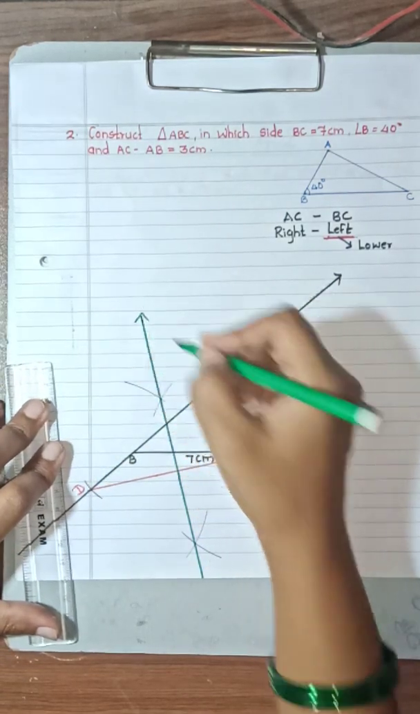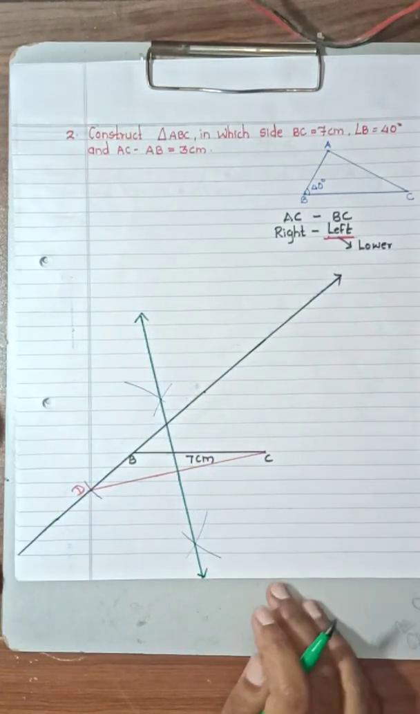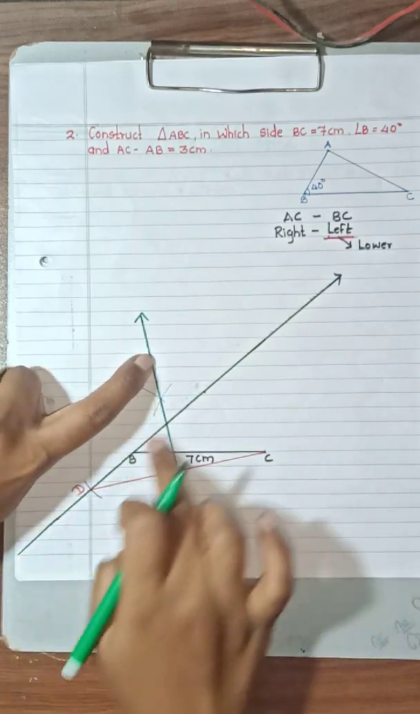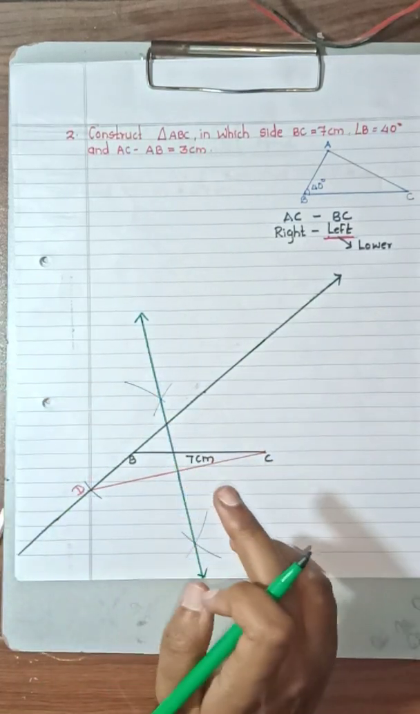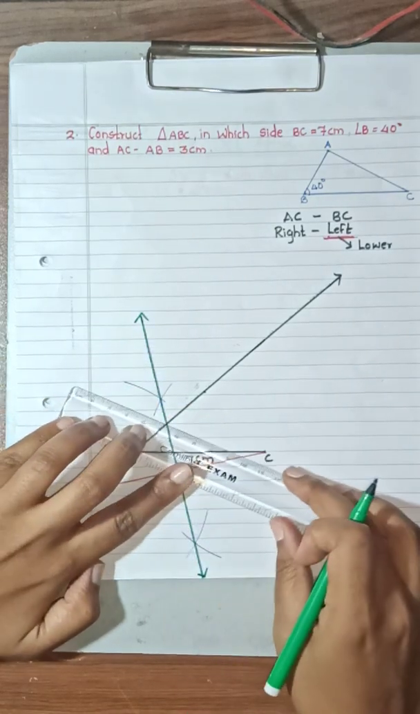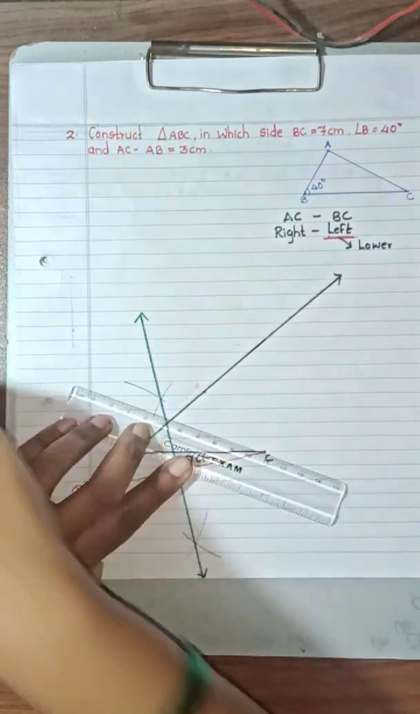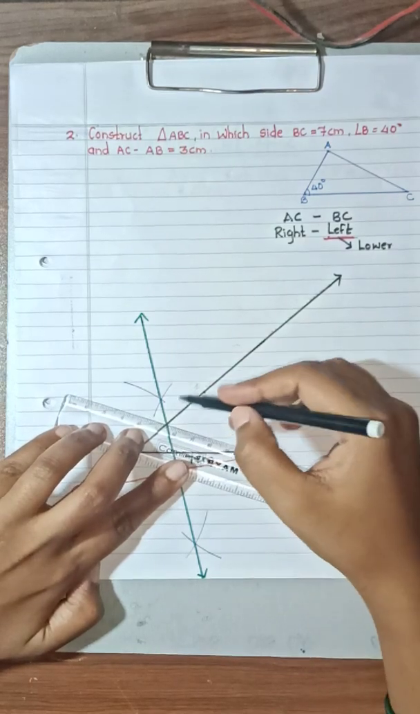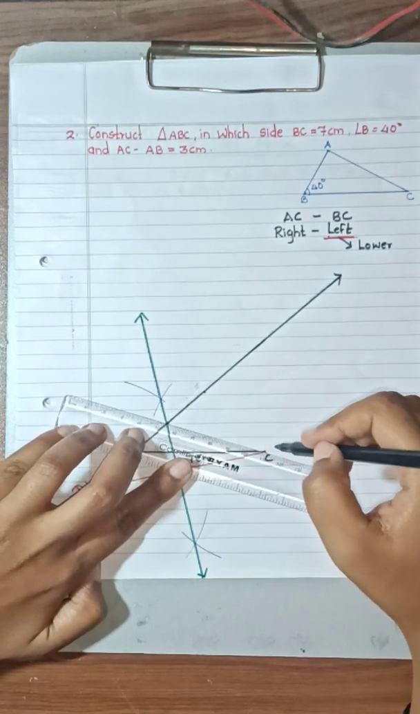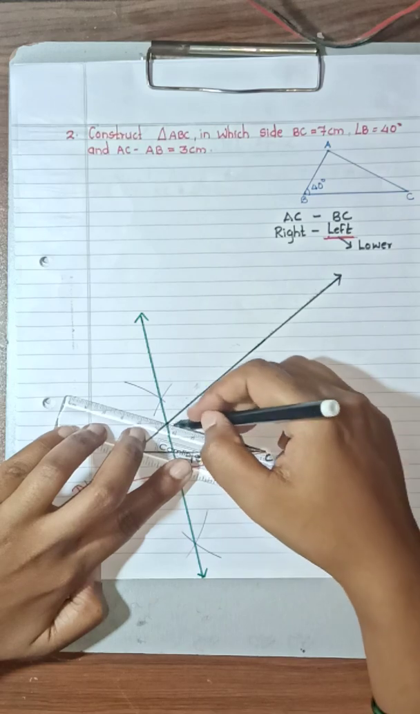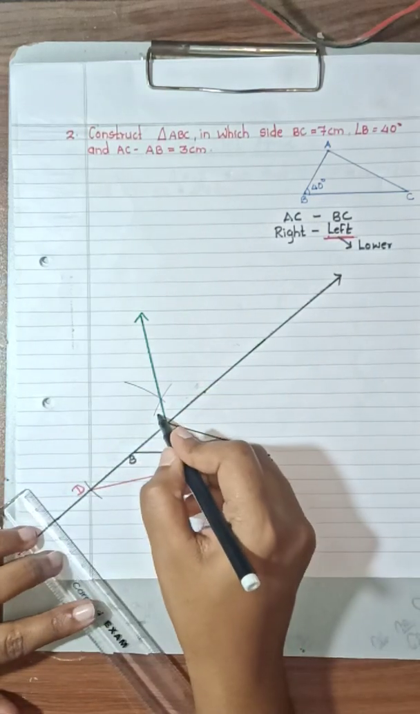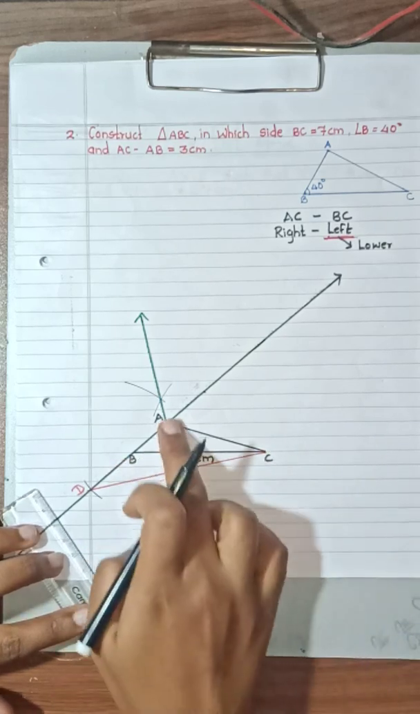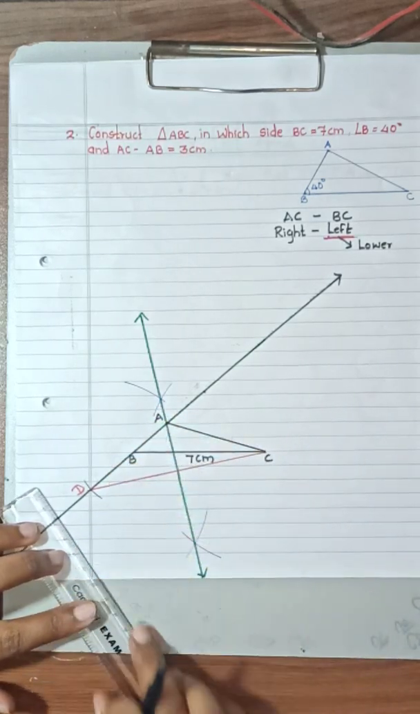Okay, so in this way we have drawn the perpendicular bisector. Now you can see this green line is intersecting this ray over here. So here you have to join it with C. Okay, you have to join this point with C. And this is your triangle ABC. Okay, this is your required triangle ABC.